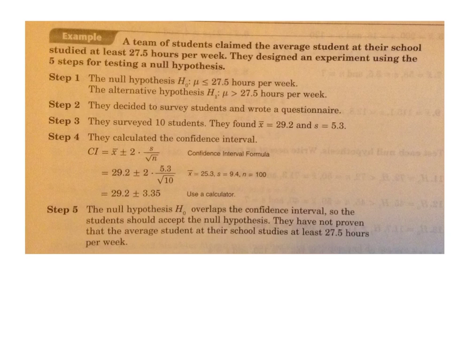And again, once we add and subtract it to that number, we'll get a confidence interval of 95% between 25.85 and 32.55. So the null hypothesis, H0, overlaps the confidence interval. So the students should accept the null hypothesis. They have not proven that the average student at their school studies at least 27.5 hours. Some of them study much less than that.